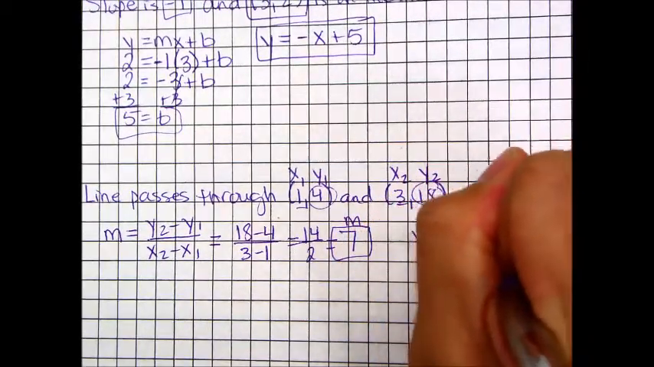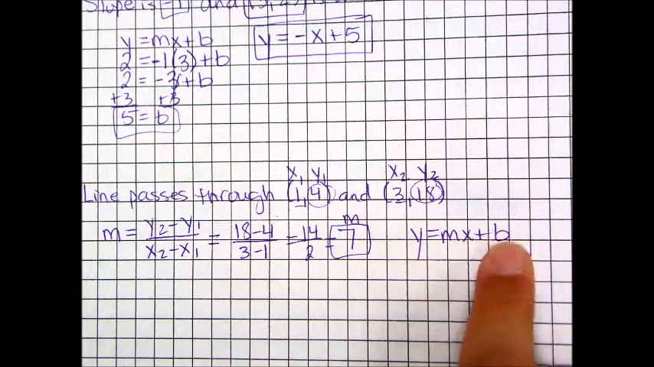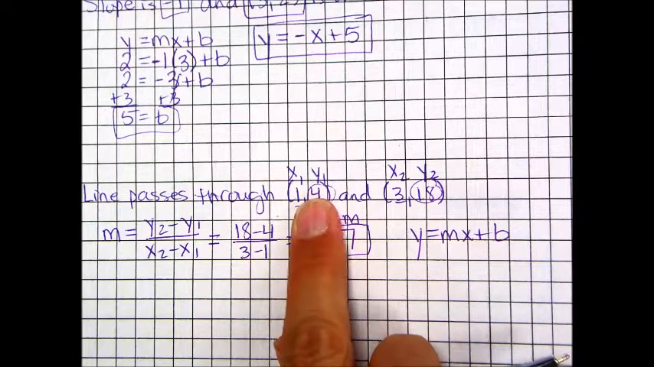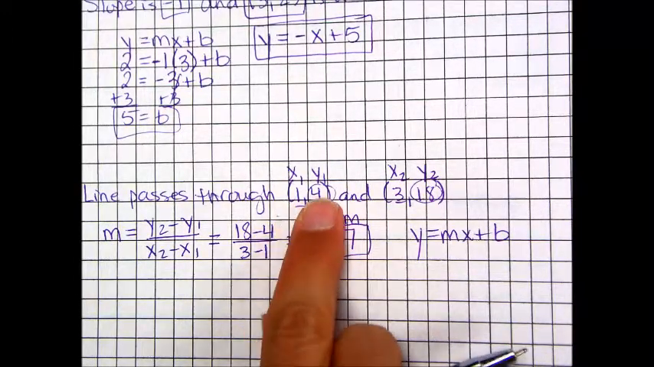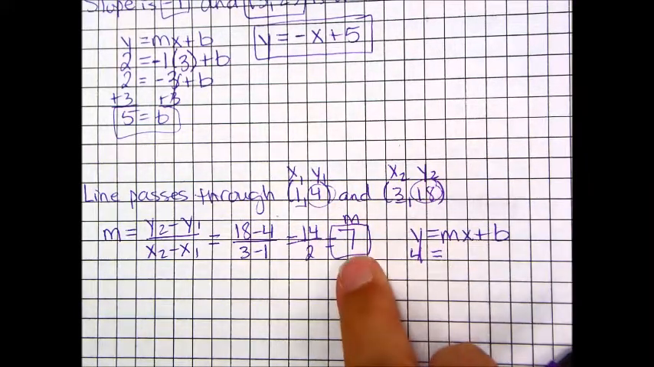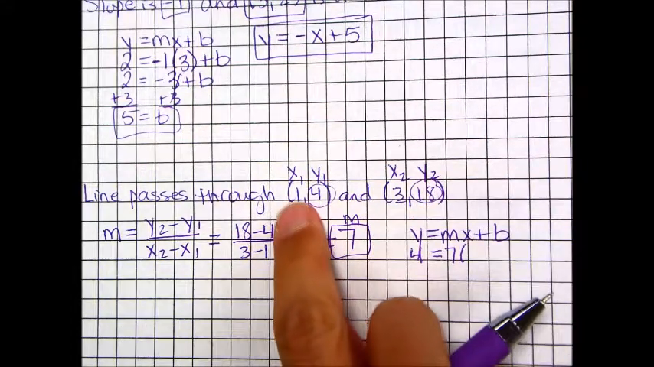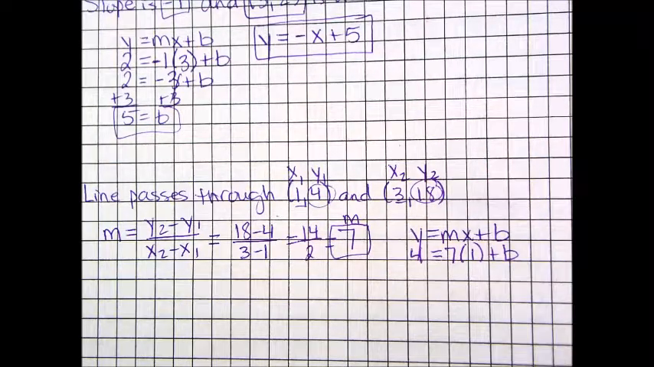We want y equals mx plus b, and at this point now we've figured out an m. We still don't have a b. But we have 2 x's and y's to choose from. So you could literally choose either pair. I'm going to go with this first pair because it's smaller numbers. And we're going to do what we did in the last problem. We're going to plug in our y coordinate is 4. The m that we just found was 7. The x from this point right here was a 1 plus b.